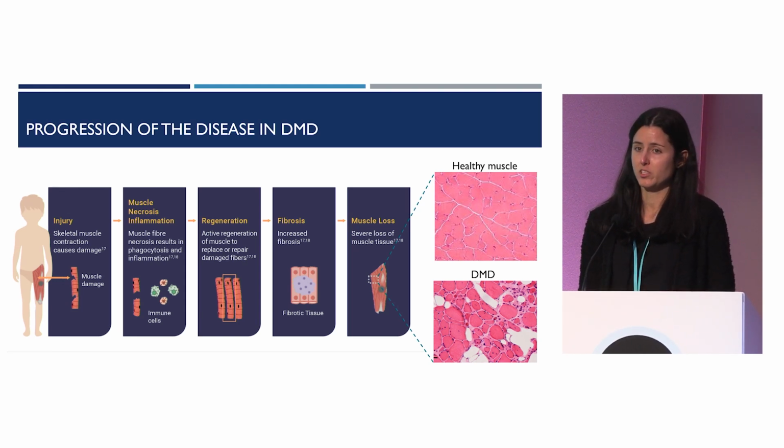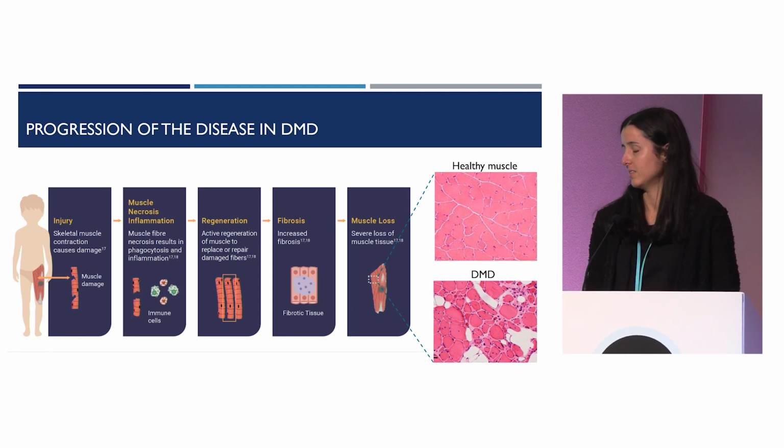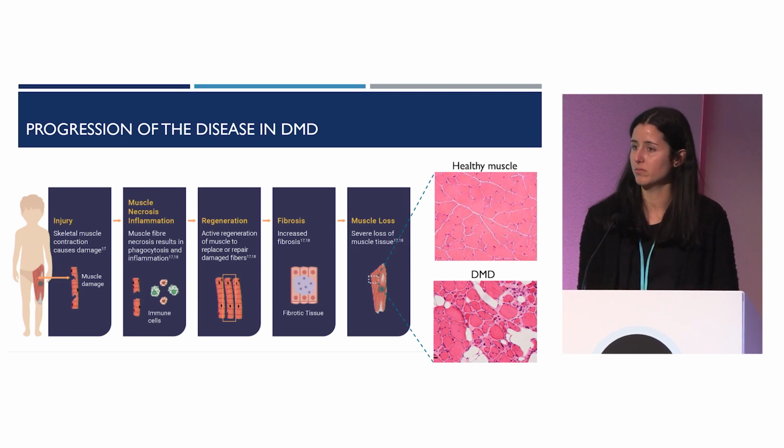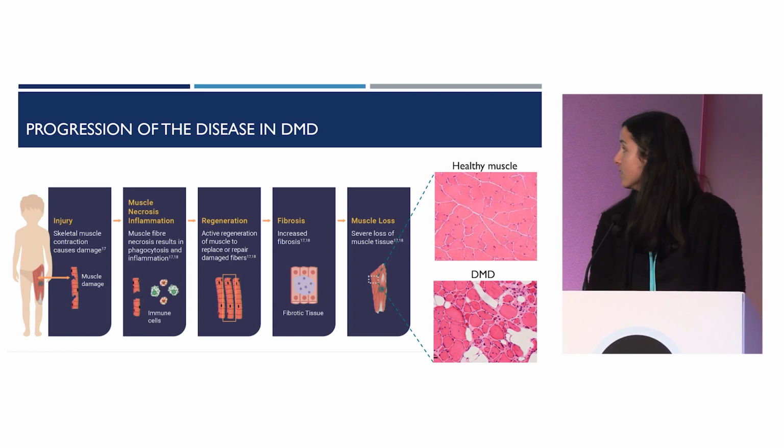So there are different changes that come from that absence of dystrophin. One of the first changes that we can observe is the increase of inflammation. There is an increase of different inflammatory cells in the muscle that try to repair that continuous damage. Inflammation is a response to that damage, but this increase of inflammation is followed by an increase in fibrosis and adipogenesis in the muscle.